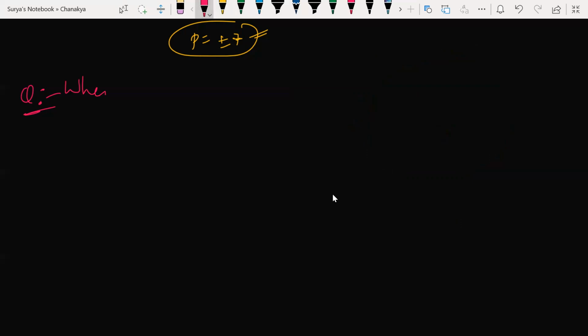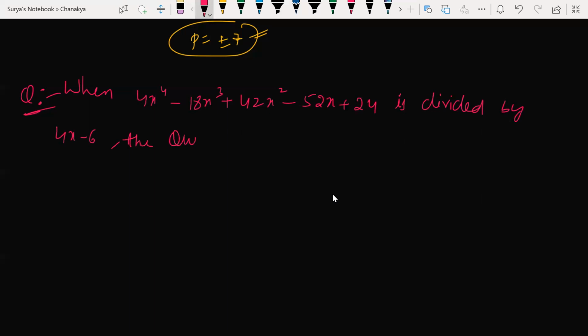Next question. When 4x to the power of 4 minus 18x cube plus 42x square minus 52x plus 24 is divided by 4x minus 6, the quotient and the remainder is what? Very simple. Let's see how many of you are going to give the answer. I'll give the options.